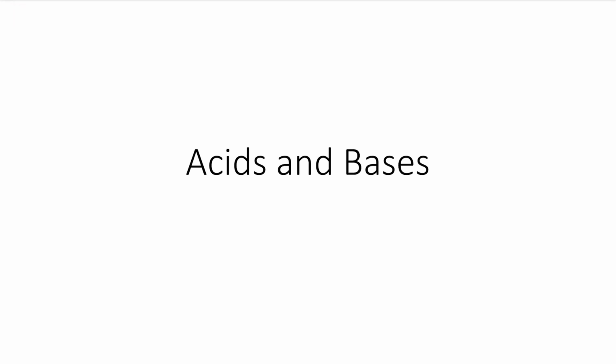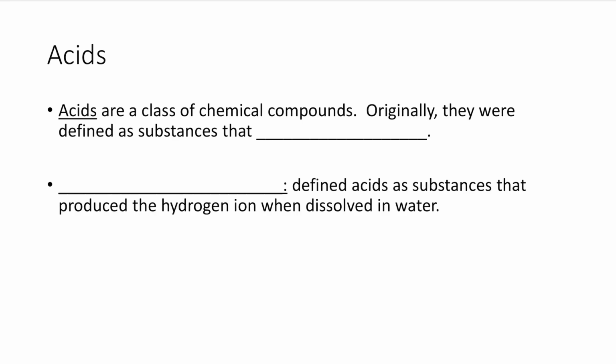In this video, we're going to talk about acids and bases. Now, acids were originally defined as substances that taste sour. Obviously, that's not the best definition of an acid. So Arrhenius came along and defined an acid as a substance that produces hydrogen ion when it dissolves in water.